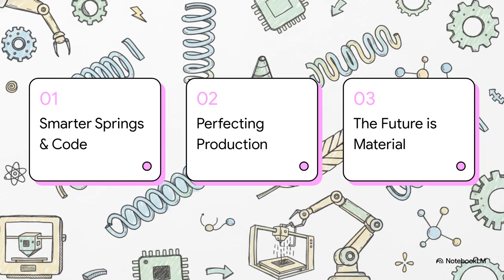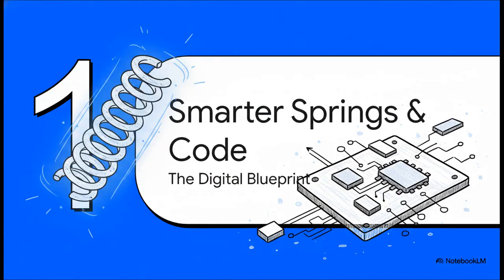All right, so here's how we're going to break this down. First, we'll look at how springs are now born from code, as digital blueprints. Then we'll see how they're actually made, the production process. And finally, we'll get into the really cool stuff, the new materials that are changing the game entirely. So our story starts, maybe surprisingly, not in some noisy factory, but inside a computer. Before a single piece of metal is ever touched, the perfect spring is designed, tested, and totally perfected in a virtual world.